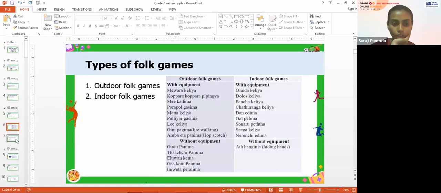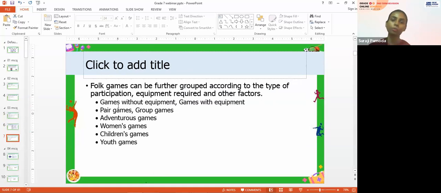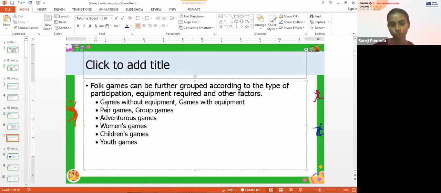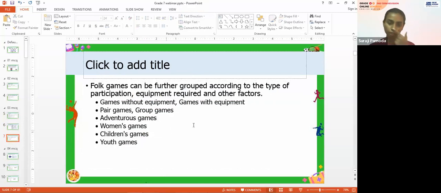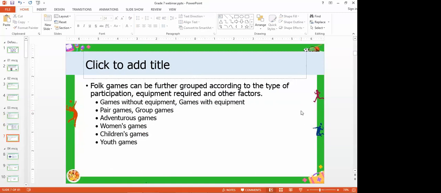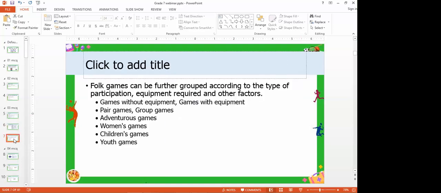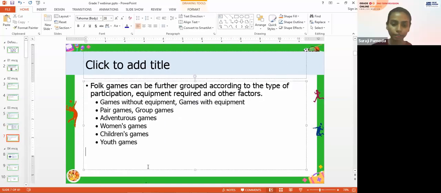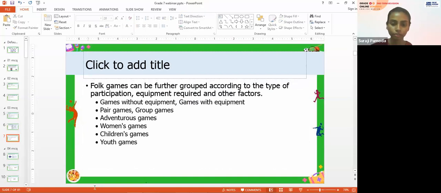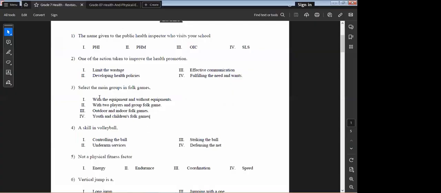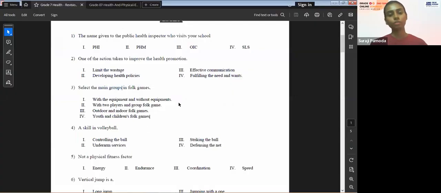Okay. So other than the two main types of folk games, the folk games can also be divided into other groups also. හරිද folk games තවදුරටත් අපිට group කරන්න පුළුවන් games without equipment and games with equipment, right? And then pair games, group games, adventurous games, women's games, children's games, youth games. Likewise, folk games can be divided. So here, let's see the question, right? In the question, they ask about main groups in folk games, right?